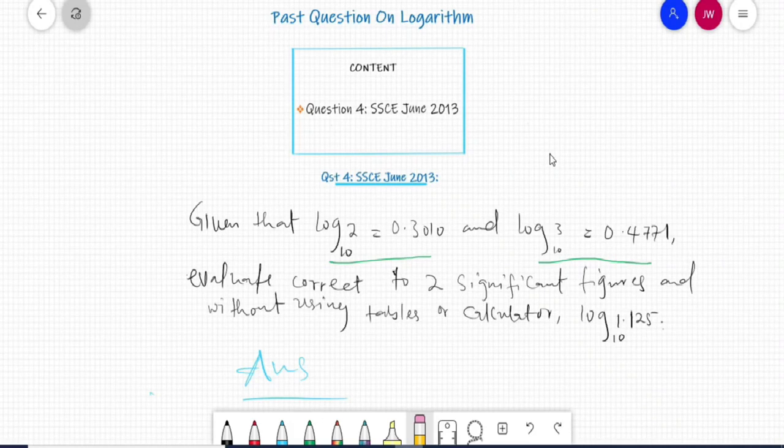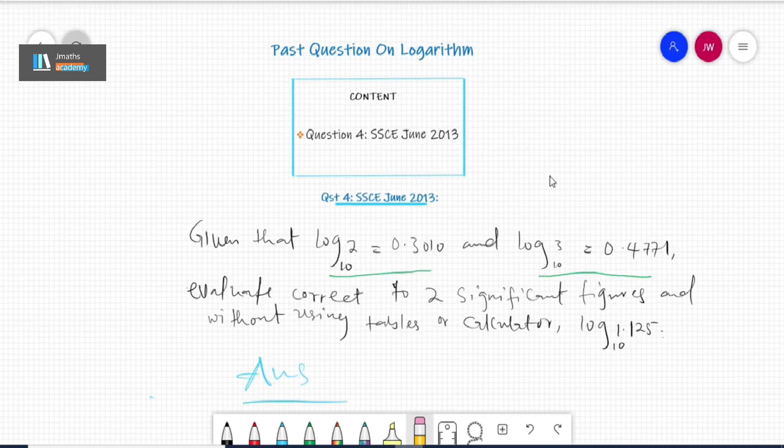Hello guys, welcome back. Question 4 is taken from SSC June 2013, and the question states that given that the logarithm of 2 base 10 is equal to 0.3010 and the logarithm of 3 base 10 is equal to 0.4771, we should evaluate correct to two significant figures without using tables or calculator.